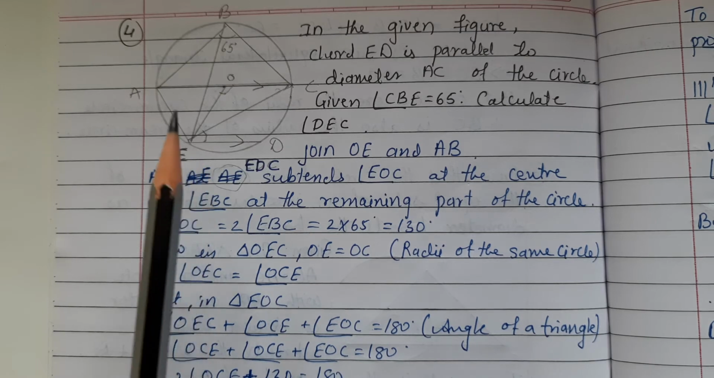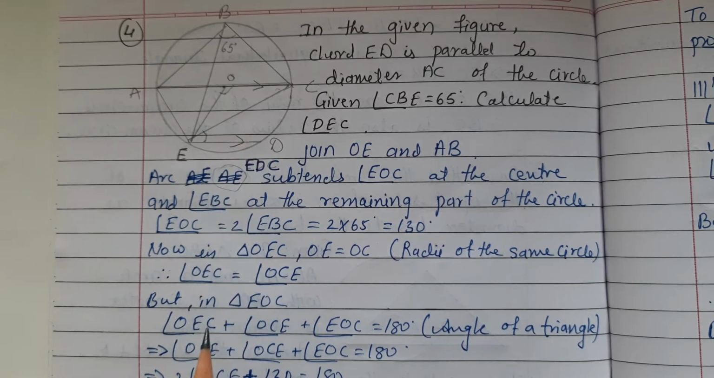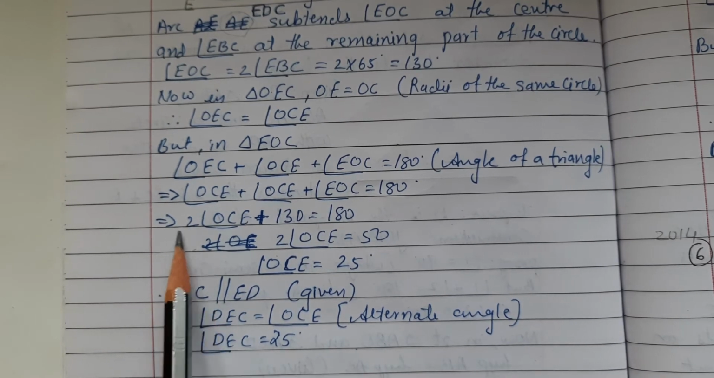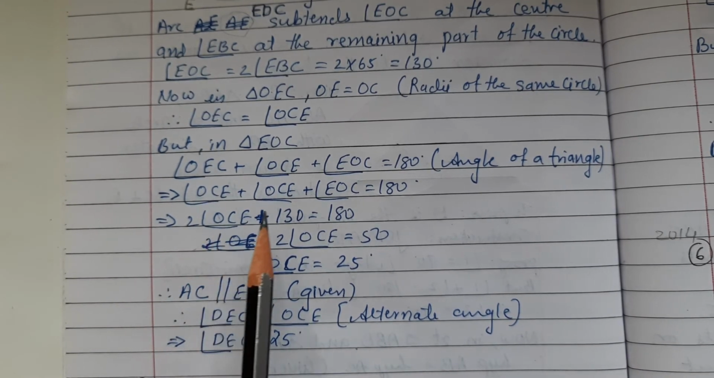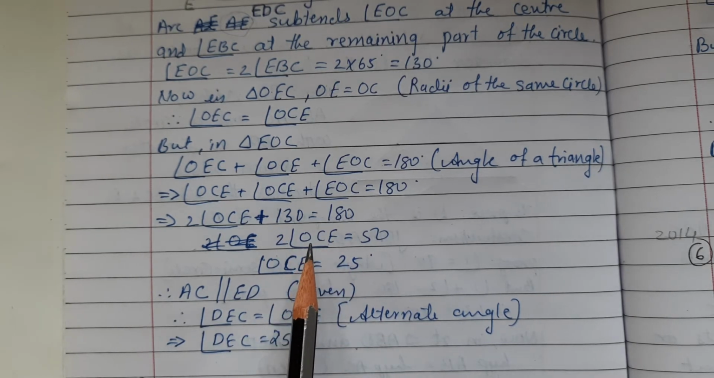But in triangle OEC, all the three angles sum is 180 degrees. Therefore, angle OCE, because these two angles are equal, plus angle OCE plus angle EOC is equal to 180 degrees. Implies 2 angle OCE plus 130 degrees is equal to 180 degrees. 2 angle OCE is 50 degrees. Therefore, angle OCE is 25 degrees.